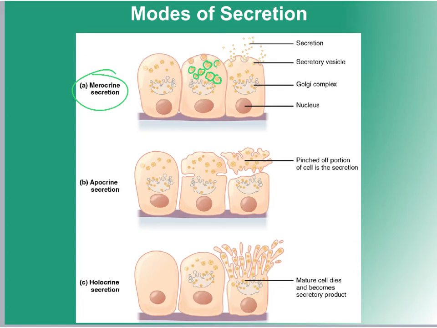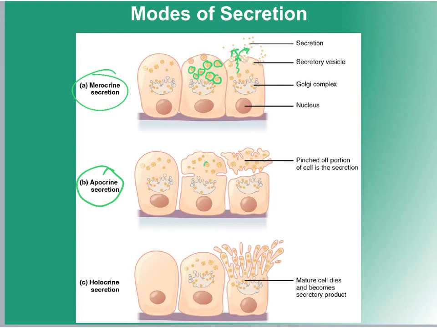And they package up that product in little vesicles, a secretory vesicle. And then those vesicles migrate to the cell membrane, and then the product, just the vesicles, gets dumped out on the other side. The cell remains intact so that it can continue to secrete its product. This is a little bit different than in apocrine secretion, where kind of the same thing happens.